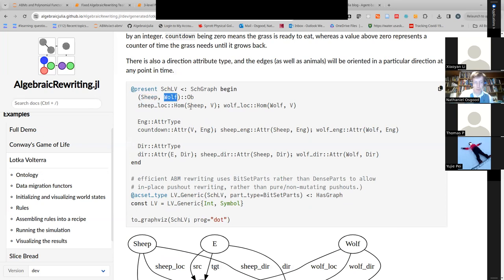So there's a set of sheep, there's a set of wolves, there's a function from the set of sheep to the set of vertices that specifies the vertex associated with each sheep. There's a function from the set of sheep to the energy of that sheep, right? There's a function from the set of wolves to the directions for that wolf, or the set of edges to the directions for that edge. Okay. Or to the set of possible directions. This is one particular direction.